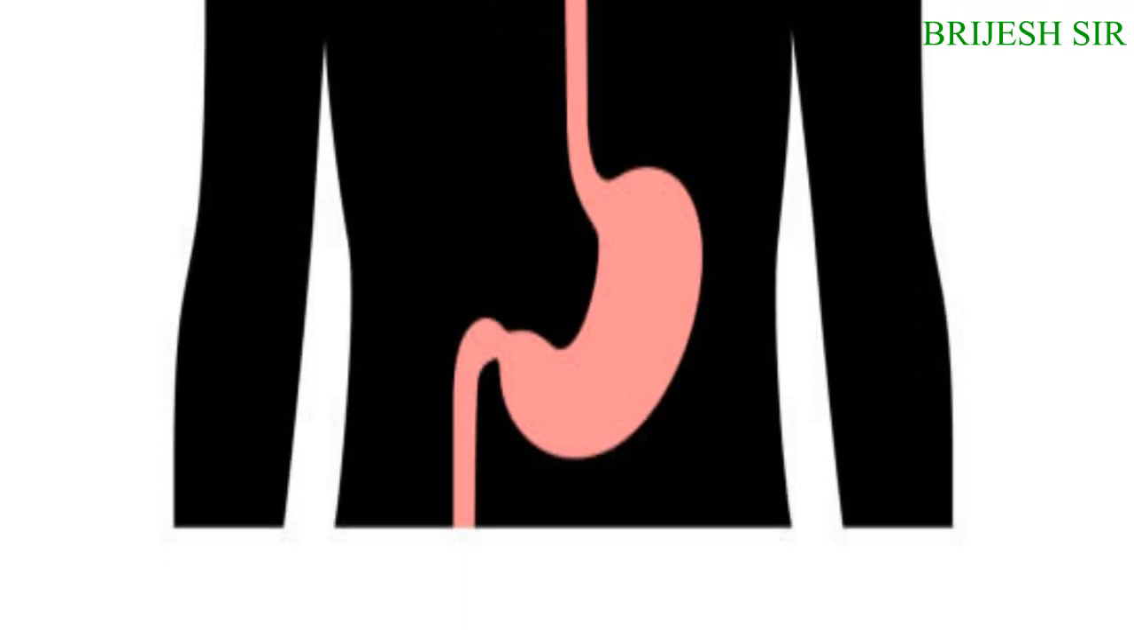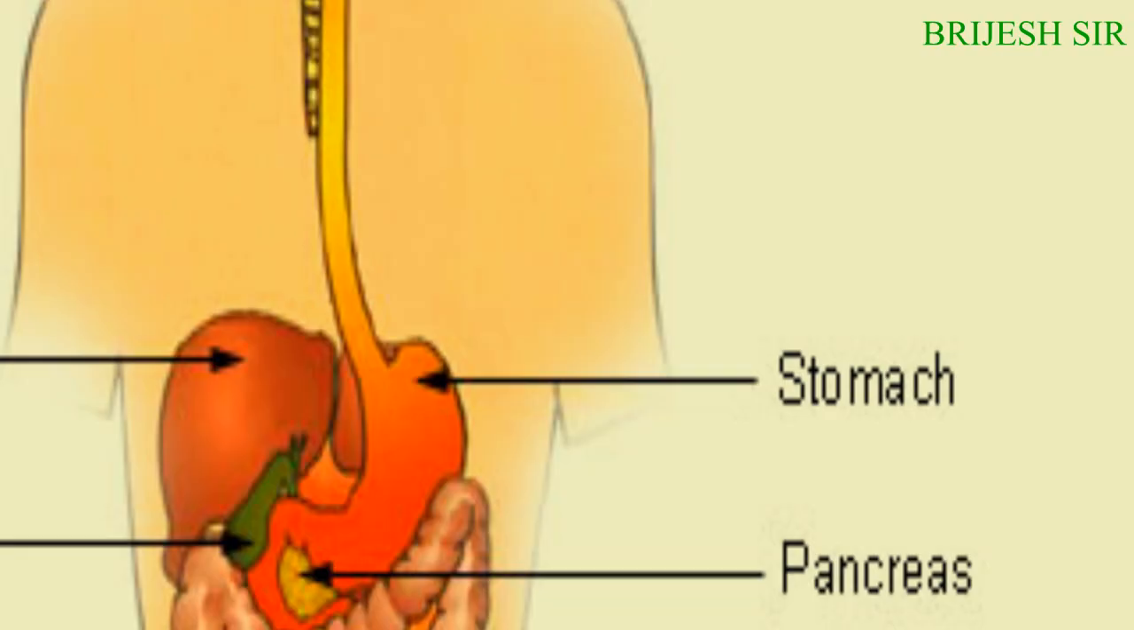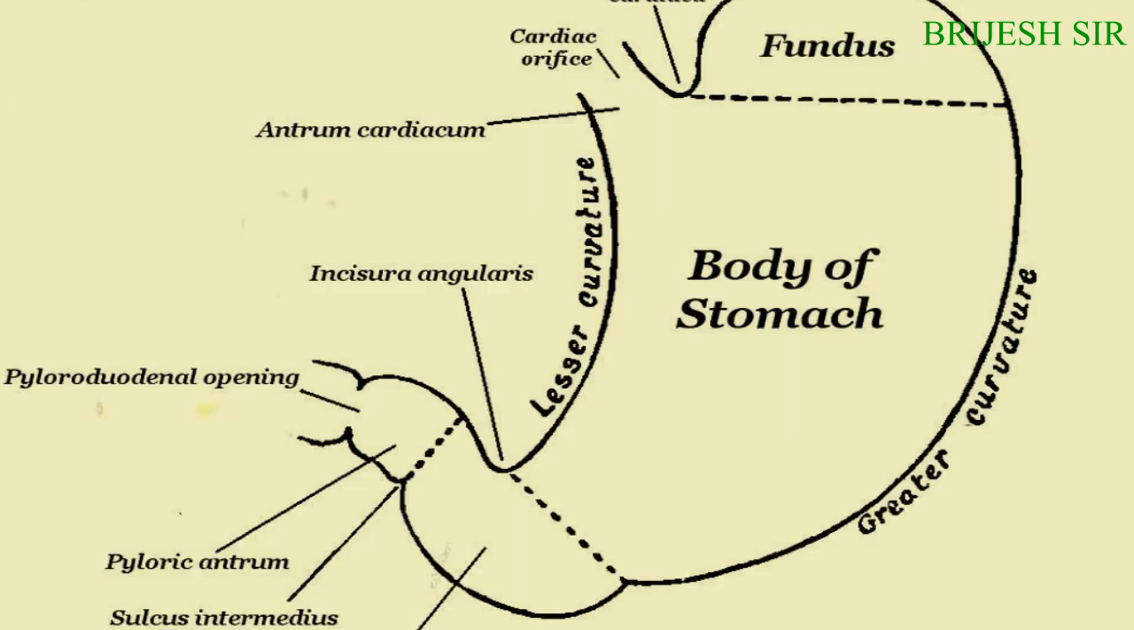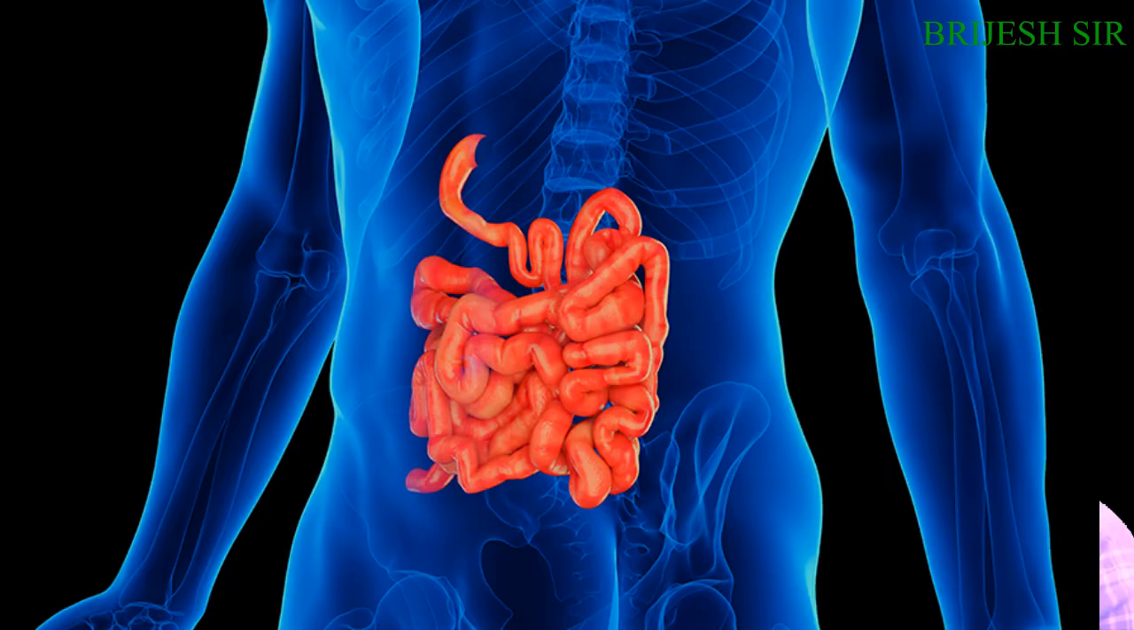Stomach, located below the diaphragm on the left side of the abdomen. It is a J-shaped sac-like organ where food is mixed with digestive juice. Here, HCl is released that activates the enzymes pepsin and renin. These enzymes help in digestion of proteins.